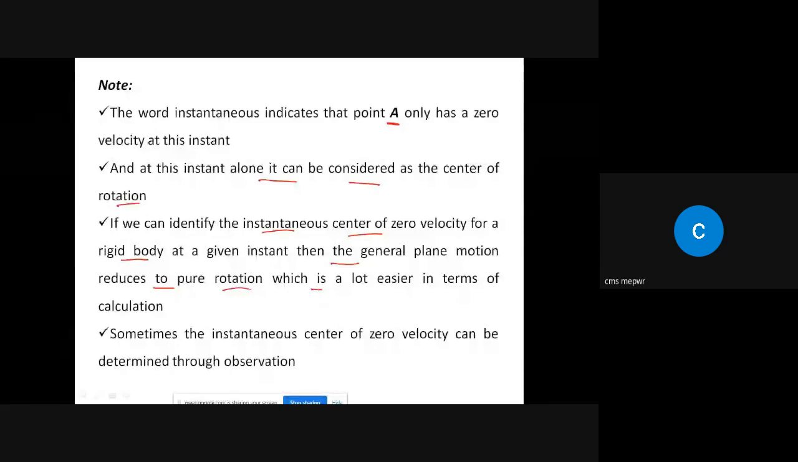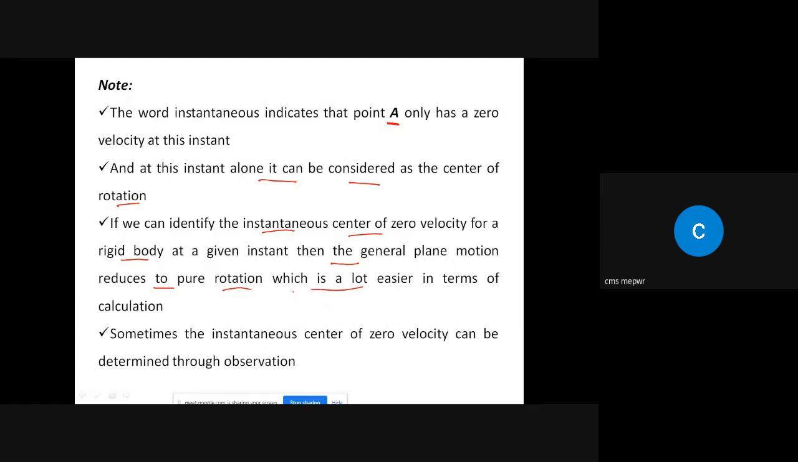This case is a lot easier to calculate for our numerical problems. Initially we had general plane motion, which was a combination of rotation plus translation. If we identify the instantaneous center of zero velocity, the translation term is removed and we have a case of pure rotation. And in the case of pure rotation, the calculation is easy.